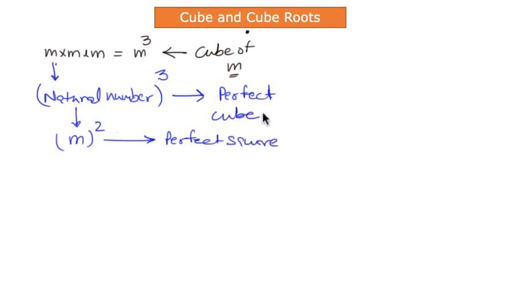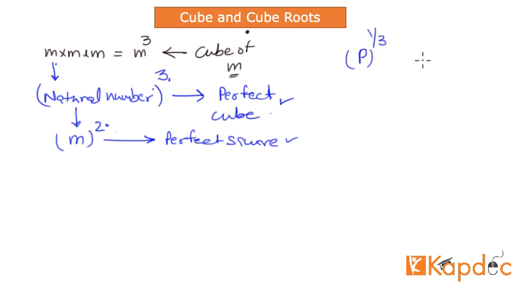And cube is just like that. Instead of raising to the power 2, we are raising a natural number to the power of 3. And this is what is known as a perfect cube. Given that, now let's take another number p and raise it to the power 1/3. What you obtain as a result is called the cube root.